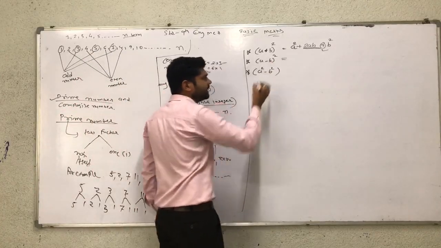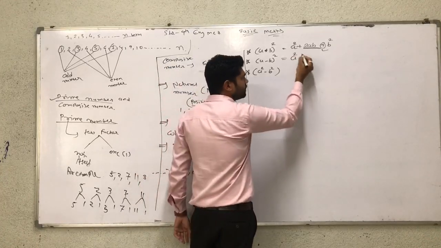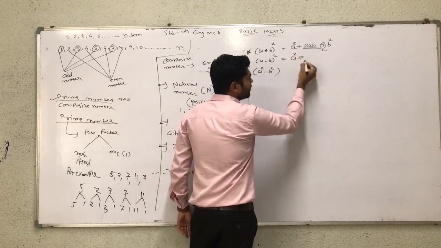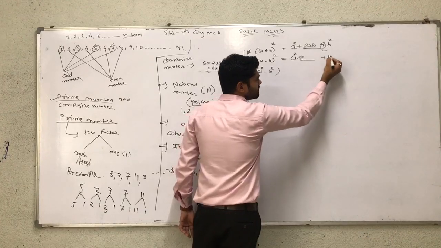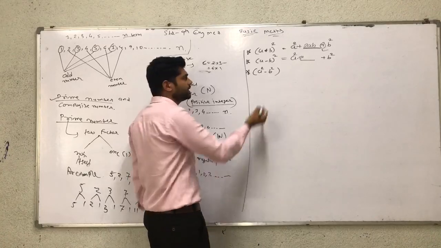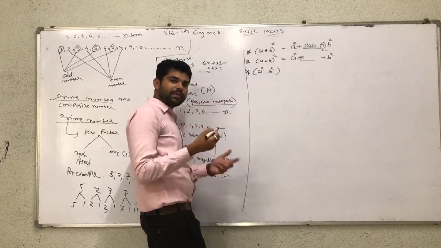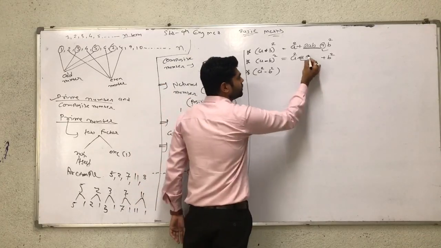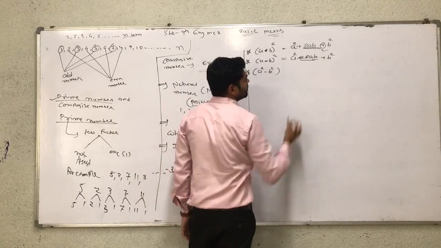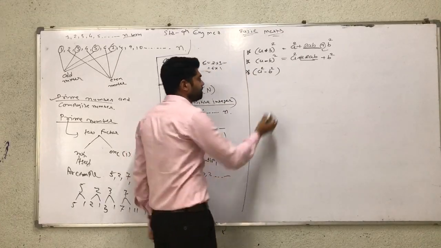In a similar way, (a minus b) whole square. Start with the same process. First term square, then the middle term, plus the second term square. Now for the middle term, you can see a minus sign here, so the middle term is minus, and then multiply the two terms. It means 2 multiplied by a multiplied by b. So the answer is a square minus 2ab plus b square.